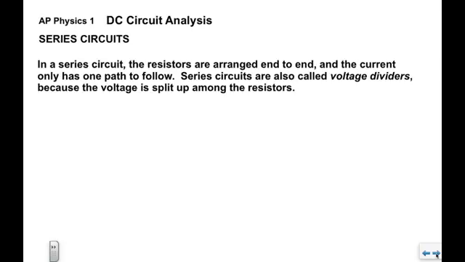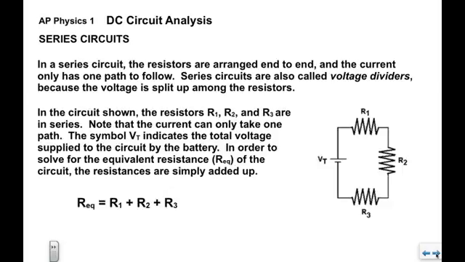Now, first, in a series circuit, the resistors are arranged end to end, and the current only has one possible path to follow. Series circuits are also called voltage dividers because the voltage is split up among the resistors. So here we have a series circuit. We've got our battery here that's supplying a voltage V sub t. And then we see that we have R1, R2, and R3. They are arranged end to end. And if you look at the current that comes out of the battery, it's only got one option. It's got to go through R1, it's got to go through R2, it's got to go through R3. There's only one possible path for the current to take.